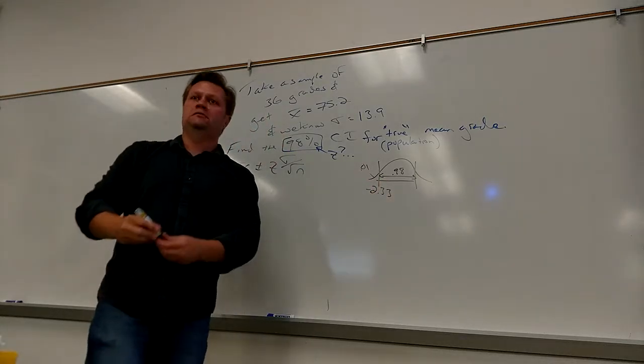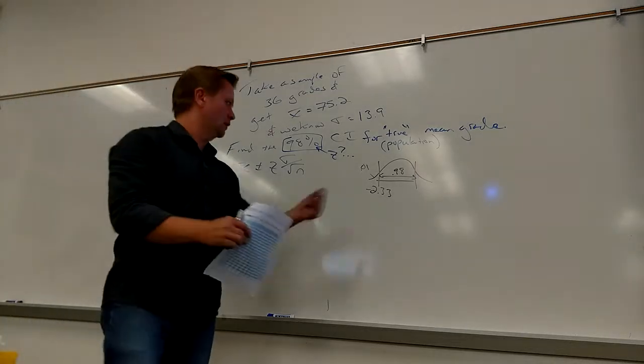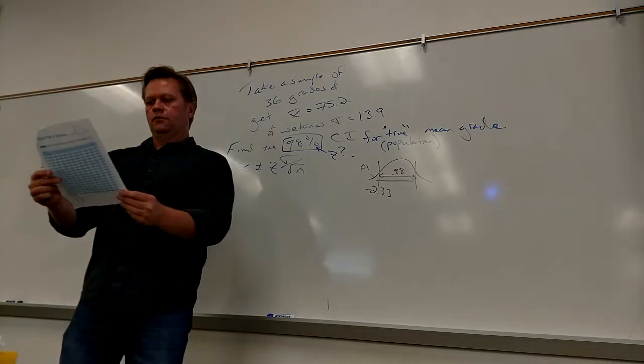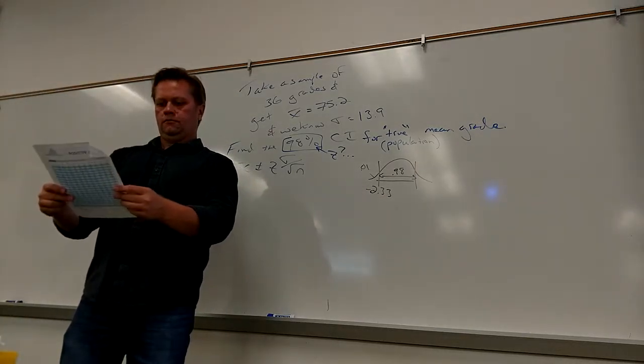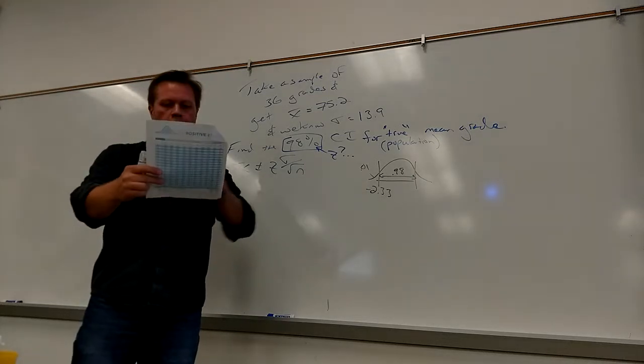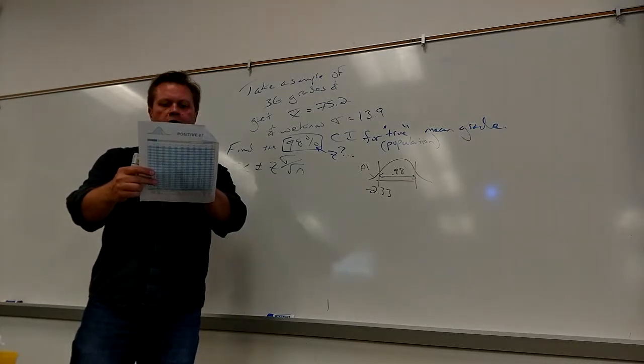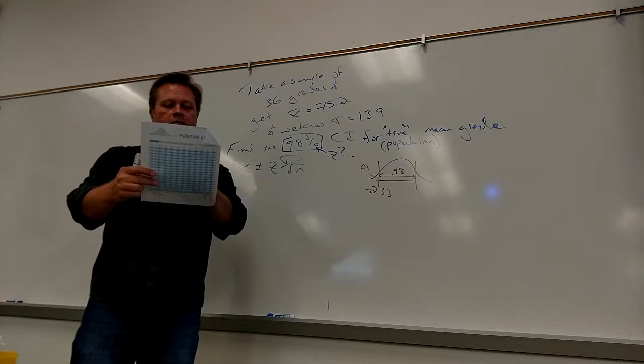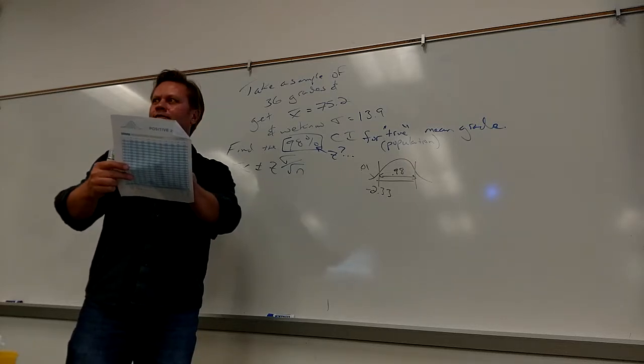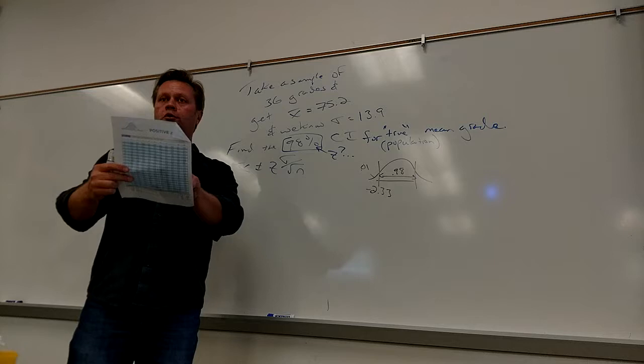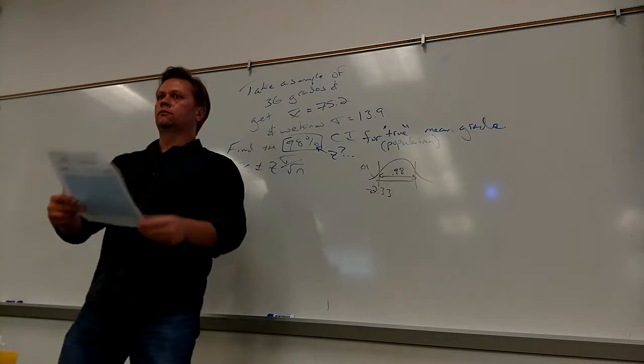Make sure you see why I put negative 2.33 there. The closest I can get to 0.01 is pretty close: 0.0099. That's closer than 0.0102, so we use 2.33.